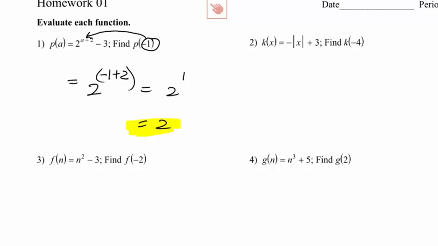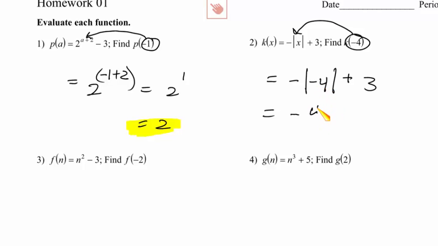Okay, in the next problem, I'm asked to evaluate k of x equals negative absolute value of x plus 3 for k equals -4. So I'm going to take the -4, and it's going to go in for x, and I'm going to do the math. So I get that, and then the absolute value of -4 is just 4. So I end up with -4 plus 3. That gives me -1.